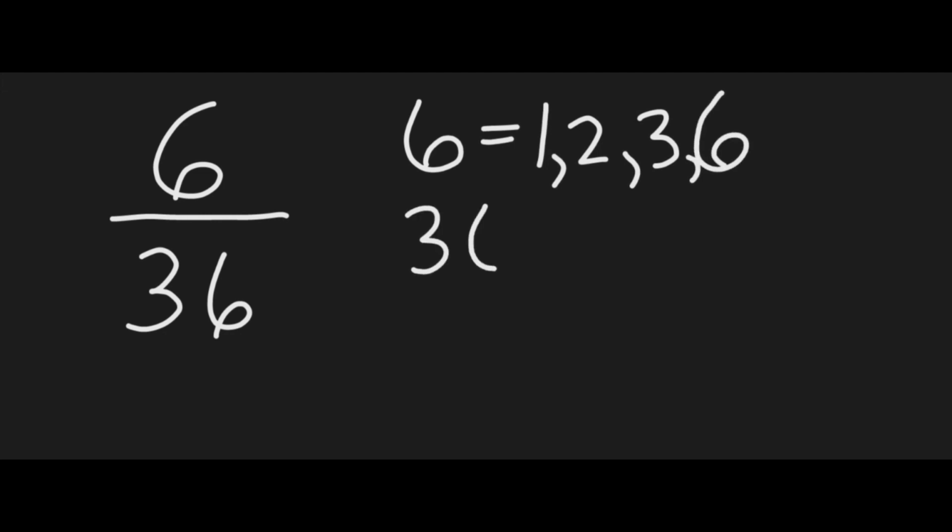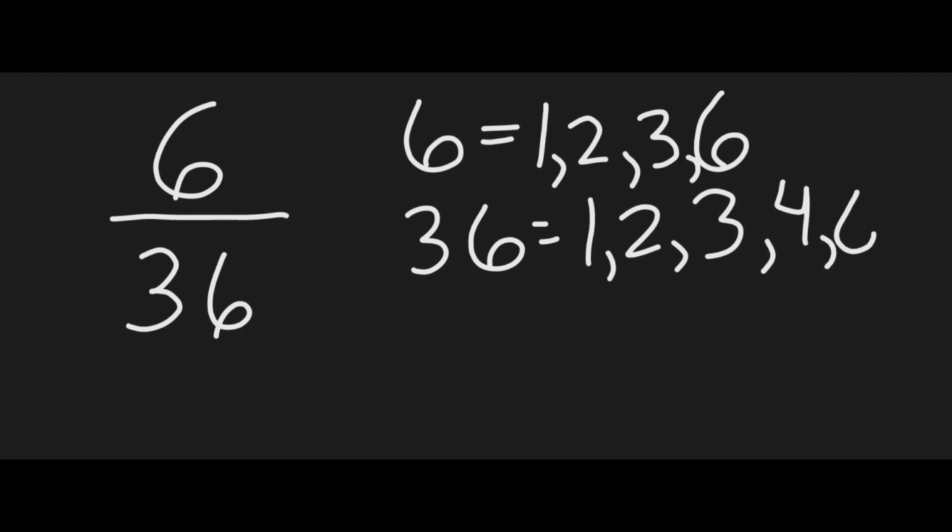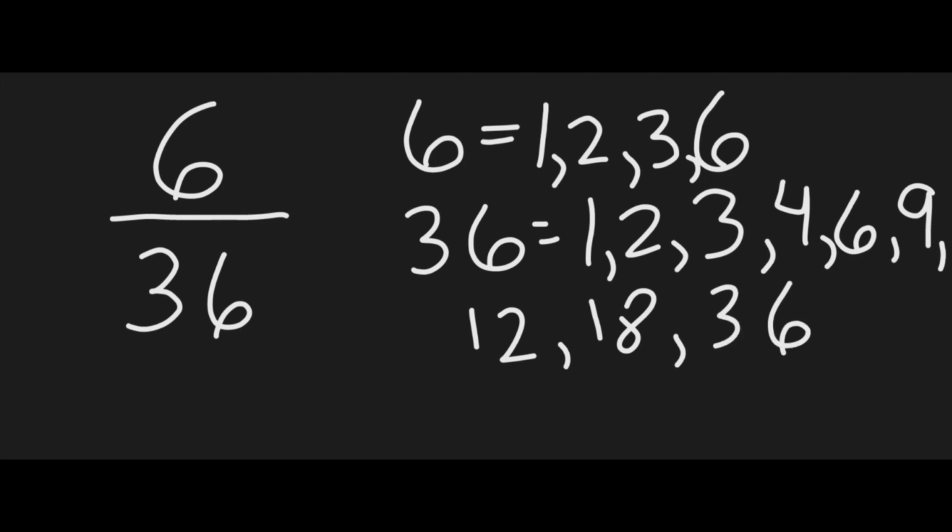Now, let's try 36. This is a bit of a bigger number. Again, 1 and 36, 2 and 18, which we'll write later. We're writing these in order. We have 3, 4, we have 6, we have 9, we have 12, we have 18, we have 36. Because 1 times 36 is 36, 2 times 18, 3 times 12, 4 times 9, and 6 times 6. 6 times itself, we won't write that twice.